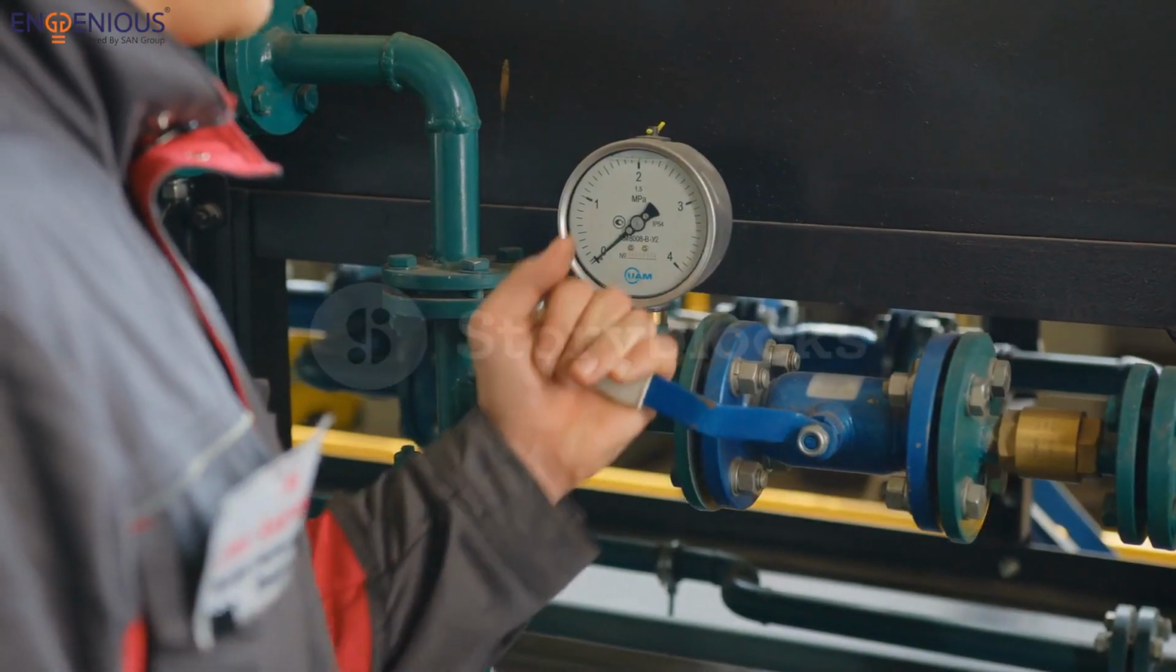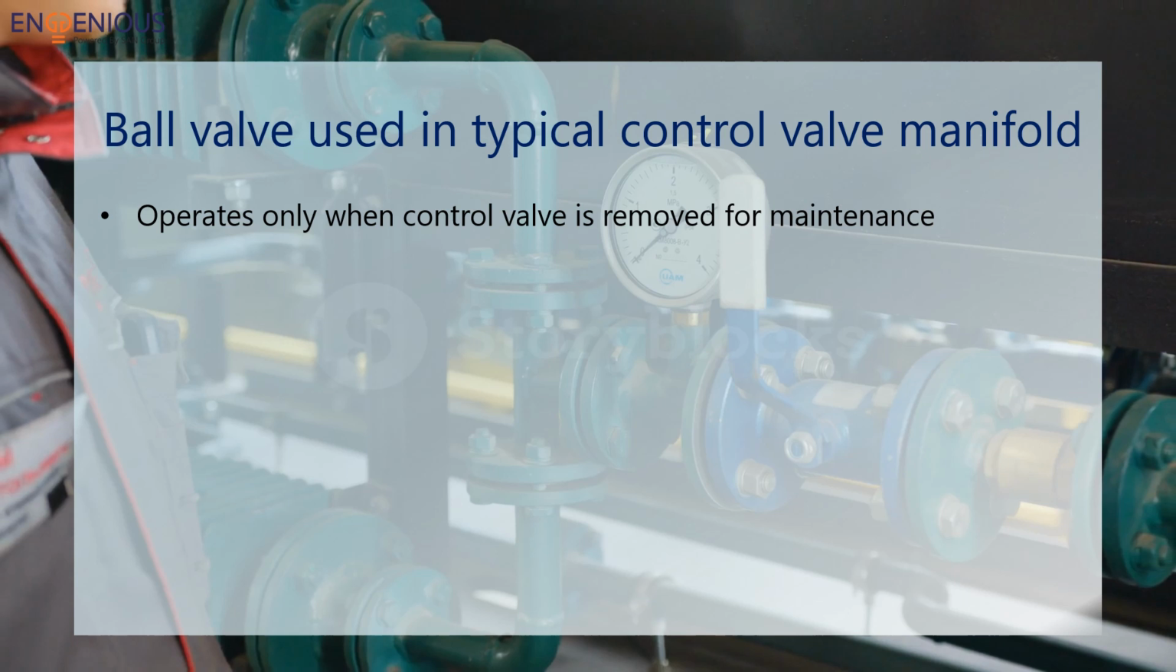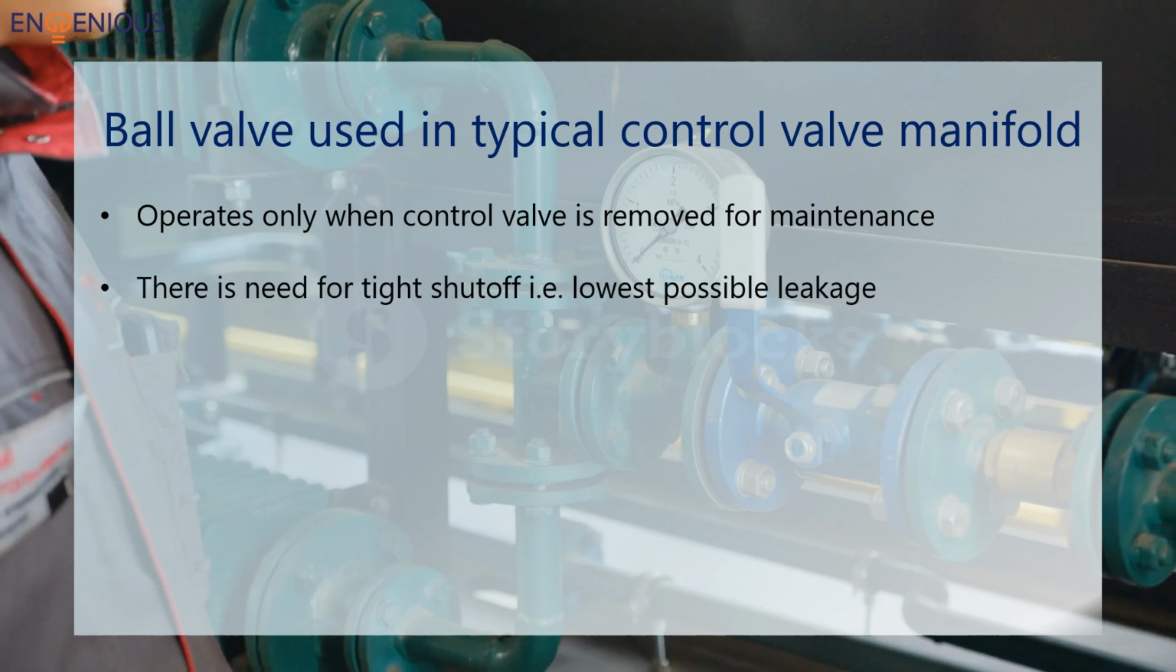In the context of this typical control valve manifold, the process side requirements are: operates only when the control valve is removed for maintenance. Need for tight shutoff, that is, lowest possible leakage, since it is closed most of the time.